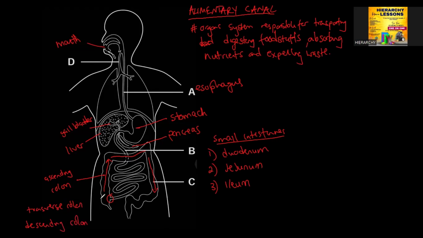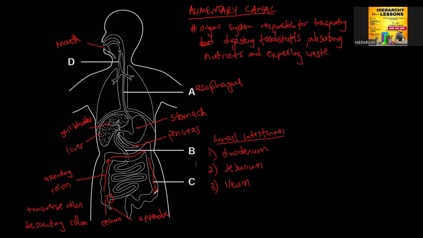And then there's the cecum. The cecum is very short here, where the ileum joins the large intestine. And here, the small tail-like structure is what we call the appendix.